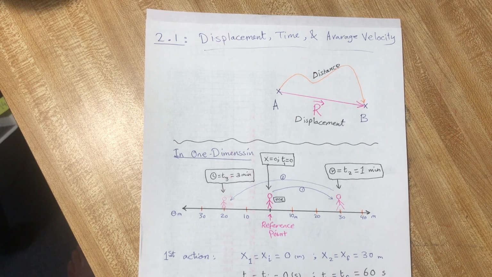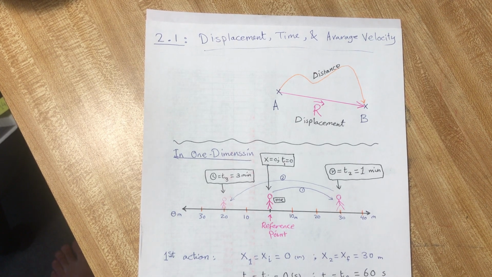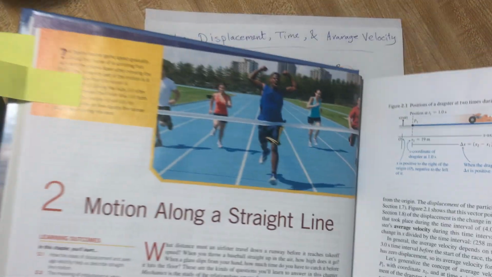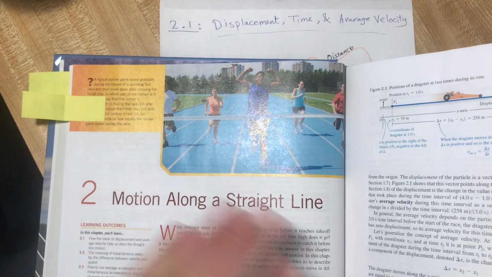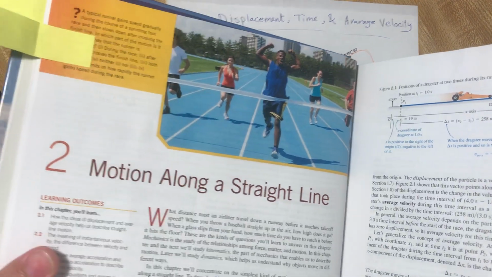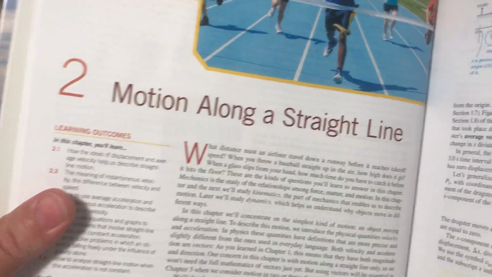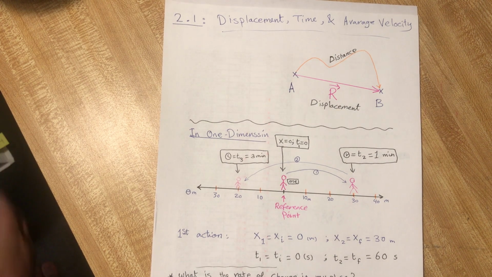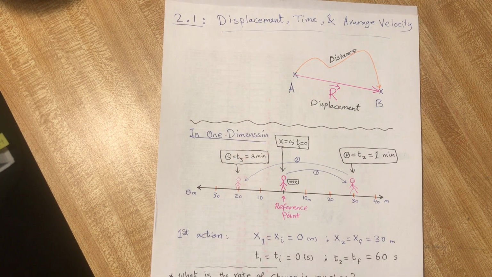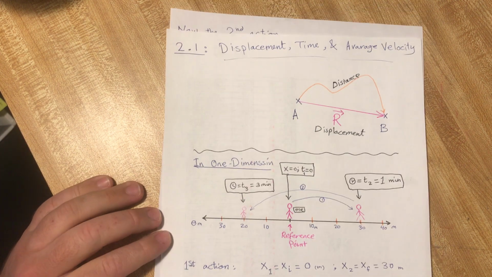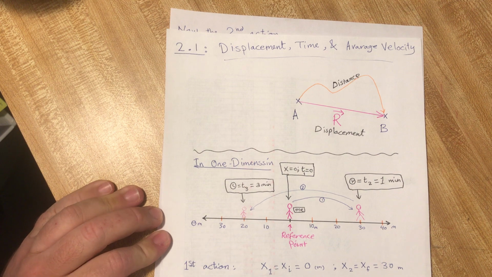Okay, students, now we'll start with chapter number 2. This is the third lecture. Chapter 2 is motion along a straight line. We will start with section 2.1, which is on page 34: displacement, time, and average velocity. We need to start with this shape. You need to be careful with it.